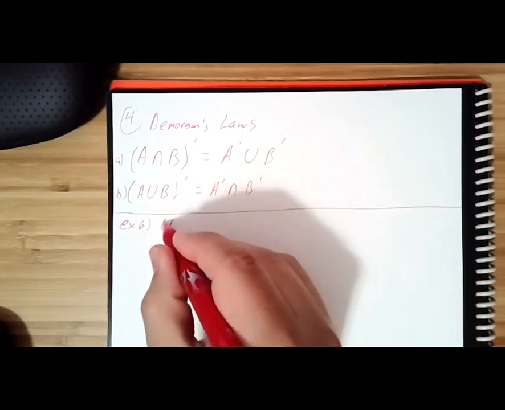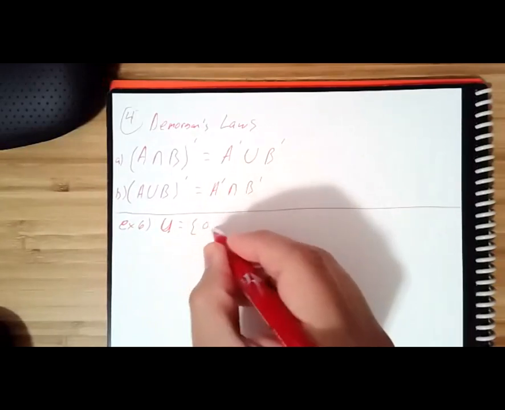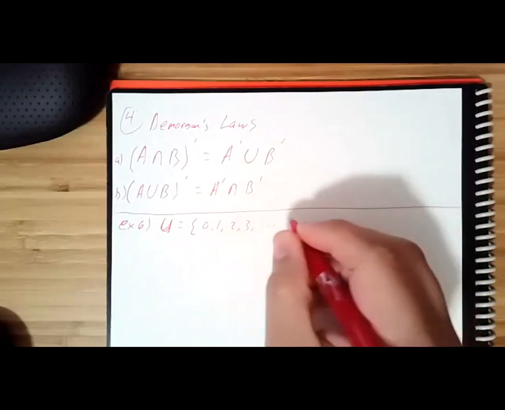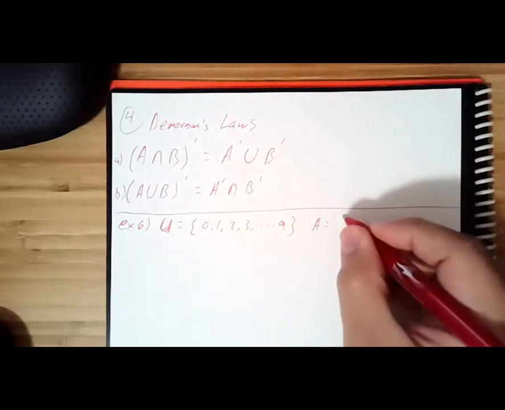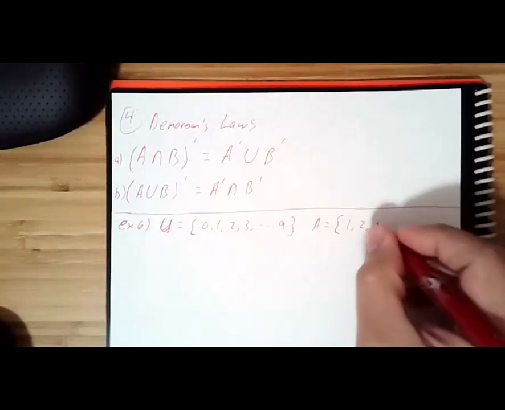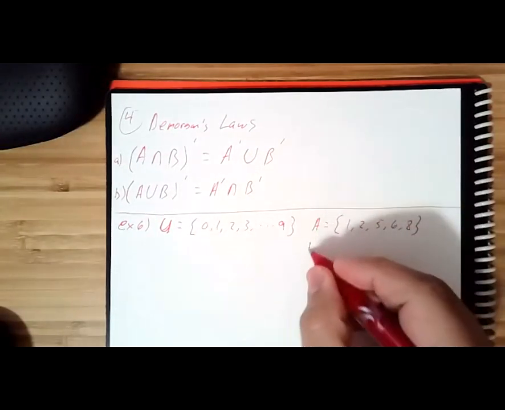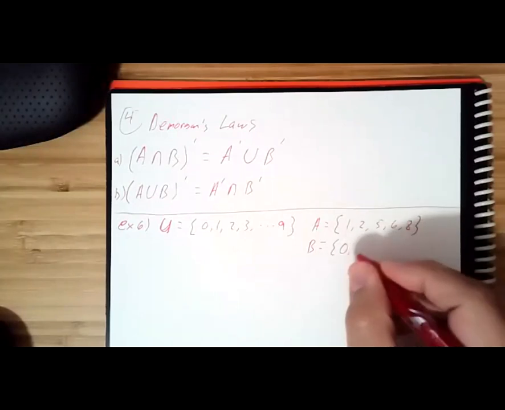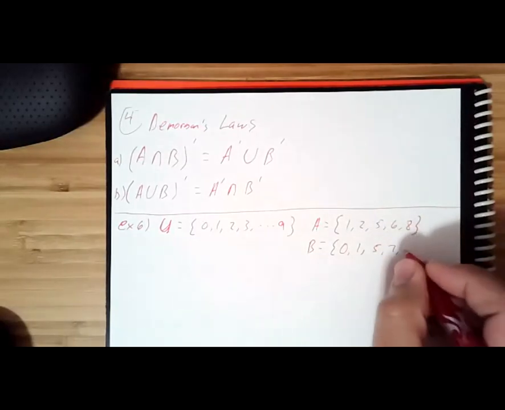So U is equal to the set of 0, 1, 2, 3, all the way till 9. A is equal to 1, 2, 5, 6, 8. B is equal to 0, 1, 5, 7, 8, 9.